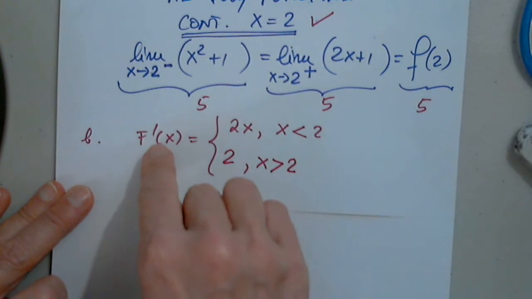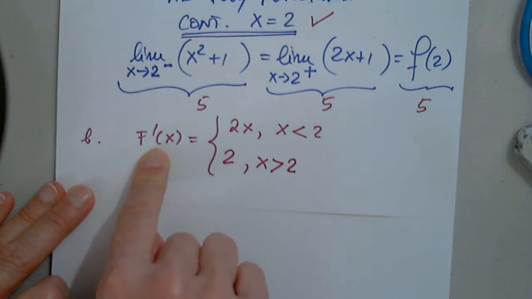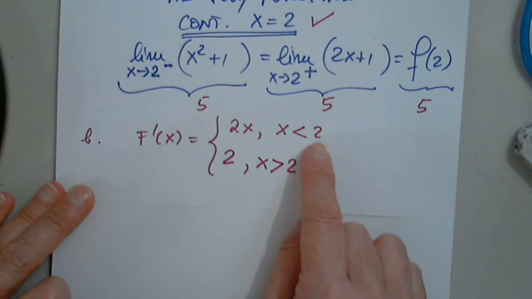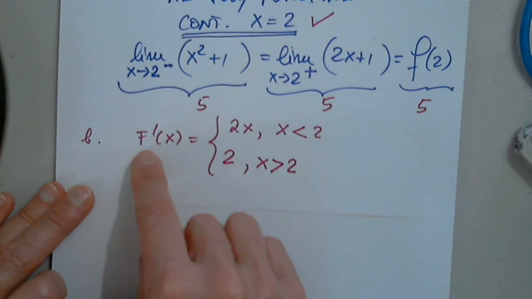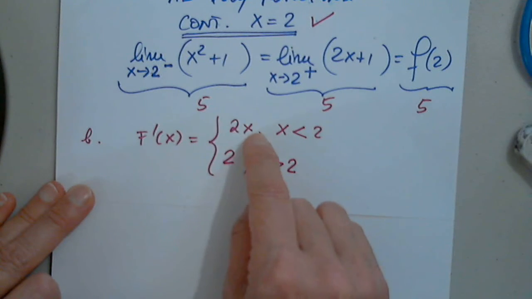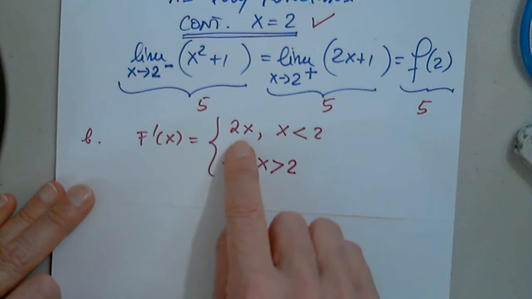So now, remember, this gives us the slope of the tangent line approaching 2. What does this equal when x is closer to 2? What will the value be when x approaches 2 from the left? What will this equal?